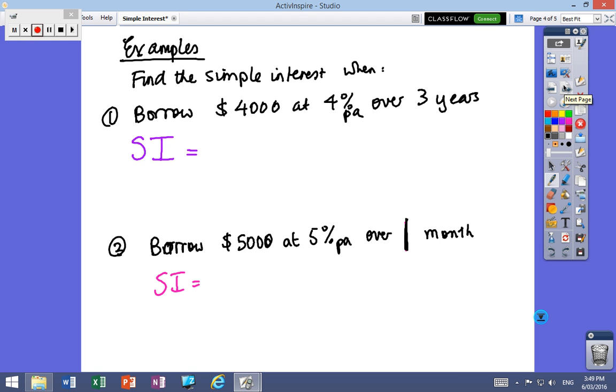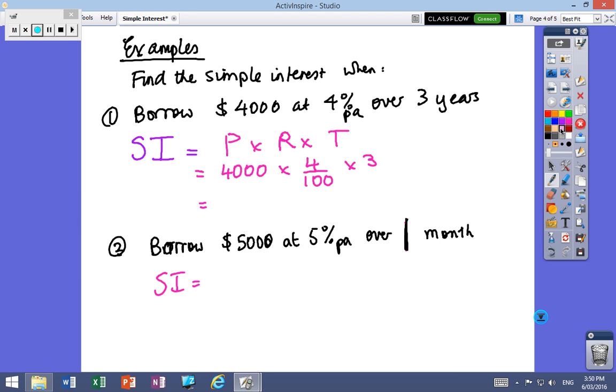Here are some examples. In the first example, I borrowed $4,000 to buy a car. The interest is 4%, which is pretty low, and I'm taking it over 3 years. So the formula is P times R times T. I've got $4,000, borrowed at 4%, which is 4 over 100, for 3 years. And then you're just going to use your calculator.